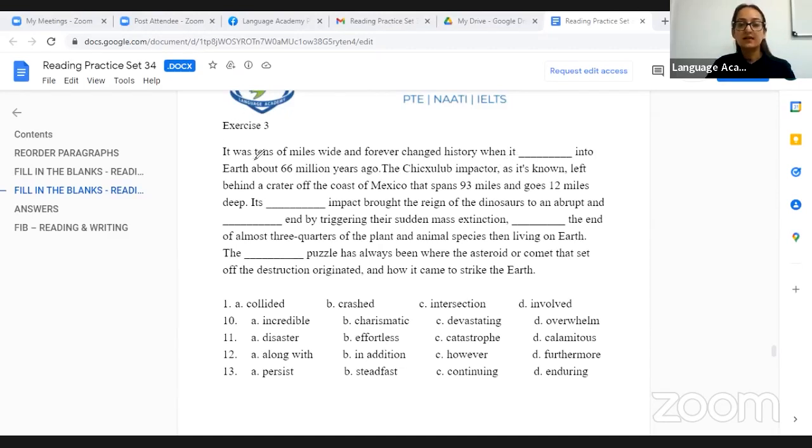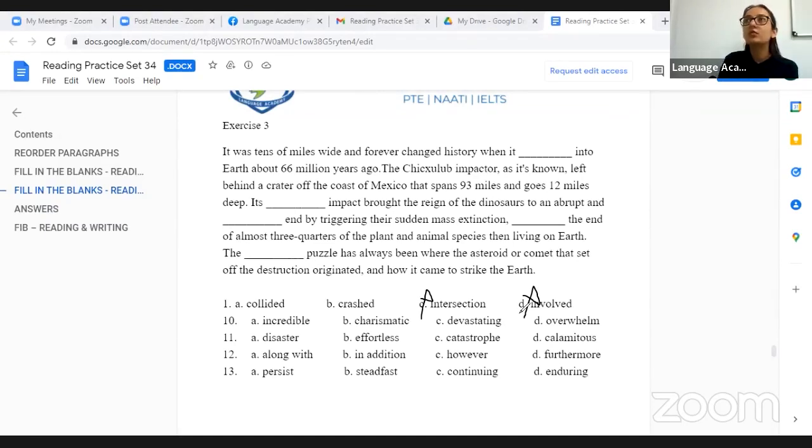He says it was tens of miles wide and forever changed history when it dashed into Earth about 66 million years ago. So we have collided, crashed; intersection is not what we need, involved also not what we need. So when we read the context, we'll come to know that they are talking about something crashing or colliding with the Earth. We don't need a noun. We don't need involvement here. Out of collided and crashed, if I ask you what is more negative, what is something having more disastrous or devastating impact? Collided is a bit lesser impacting than crashed. Crashed is a word which signifies more damage, more negative than collided.